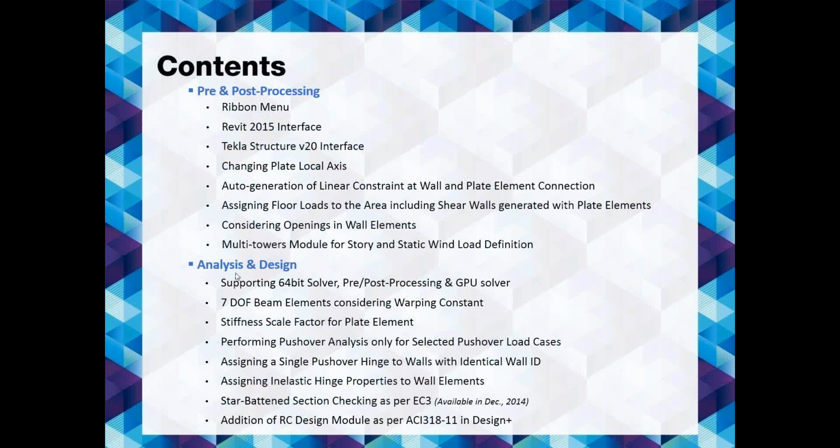If we see the release note of this version, you may be aware of the new features. Many new features have been implemented, and some of them are very big changes compared to the previous version of Gen. Starting from the pre and post processing feature, we have the new menu system, the ribbon menu, and there are many useful features. We will see them one by one. Also, we can now support the 64-bit operating system for the analysis and also for the graphical display. So let's see the new features one by one.